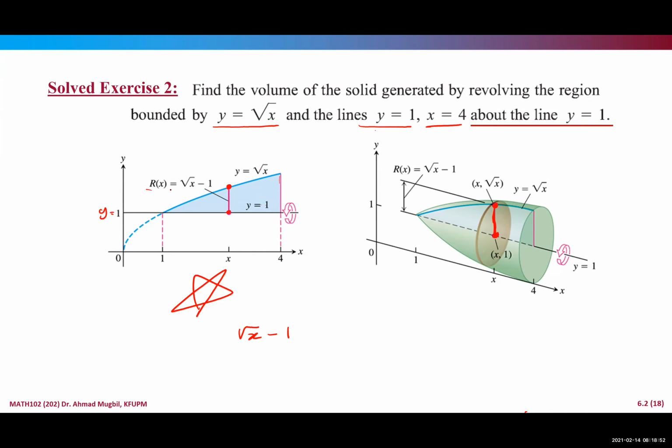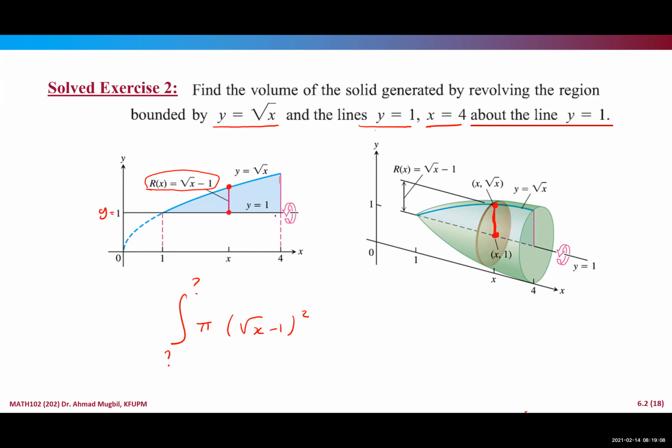So this will be the radius of the disk. Now what you will do, you will just multiply it by pi and square it. And then you will integrate. From where to where? This is the question.